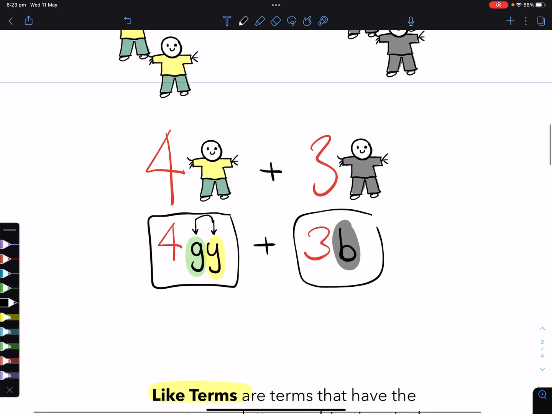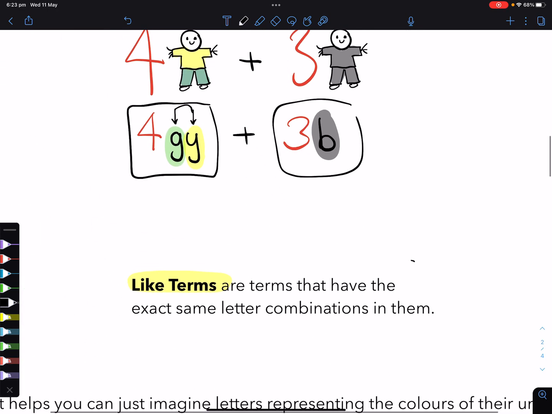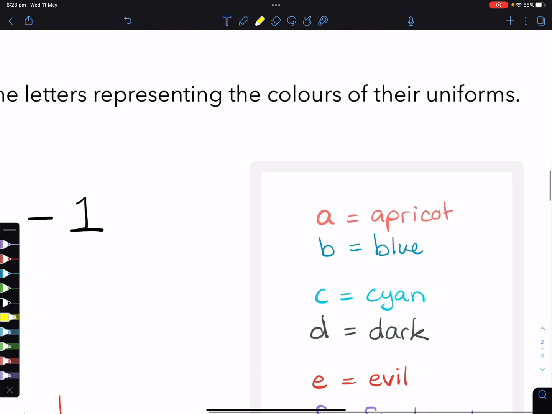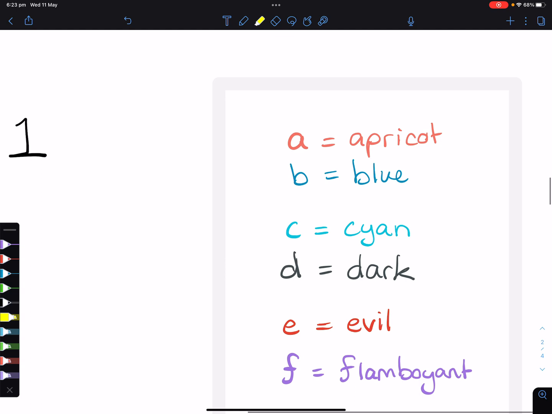Okay, so the rule is like terms are terms with the exact same letter combination. It's the combination that makes up the uniform colors. If it helps, you can just pretend some of these letters we use in algebra, like A, B, C, D, and so on, translate to a color. So A could be an apricot color, or B could mean blue, or maybe even black.